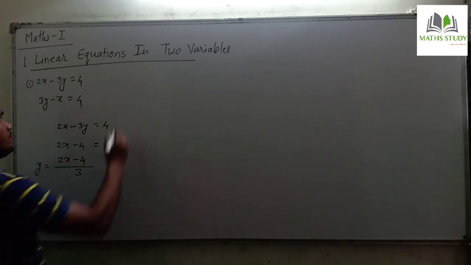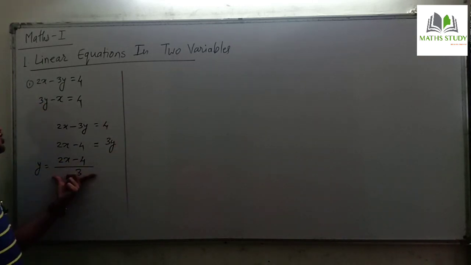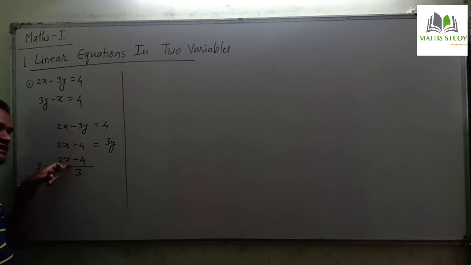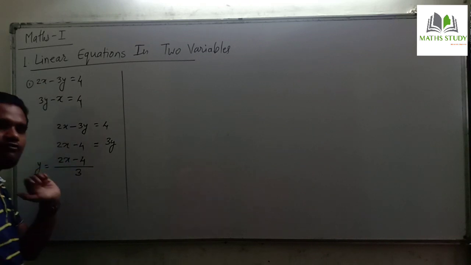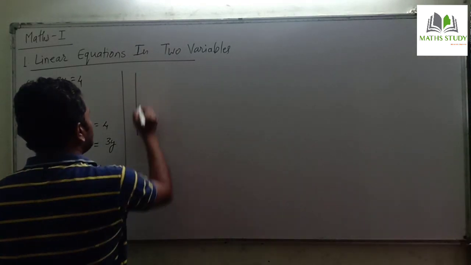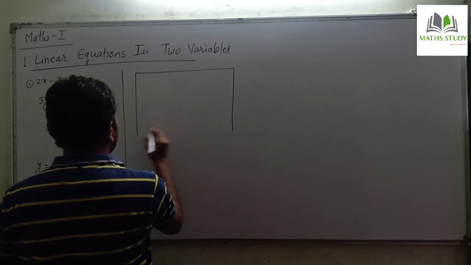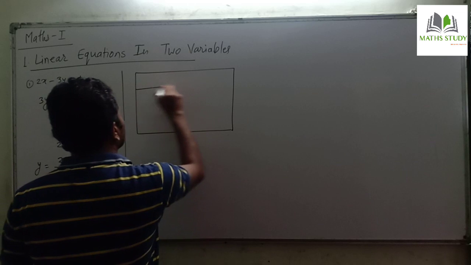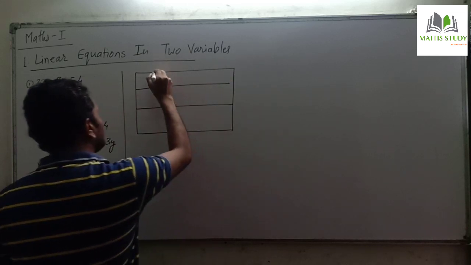Okay. Now, as you got the given equation in the form y is equal to all the terms, simply put some numbers in place of x and find the value of y. Before that, we need a table, okay, in this way. Now see how I am going to choose the numbers.